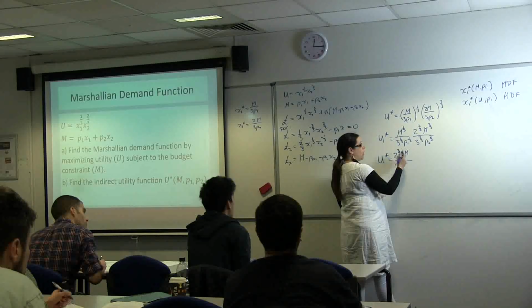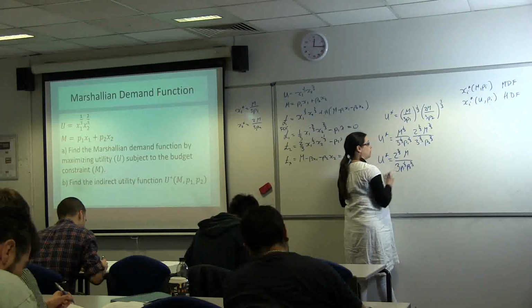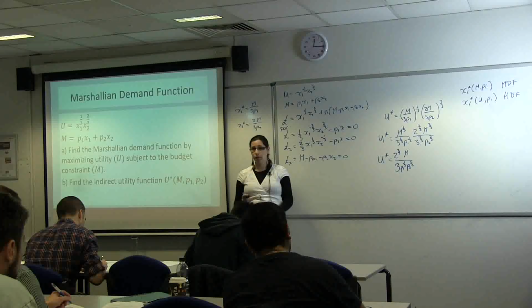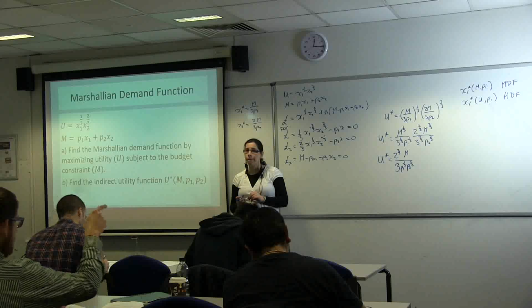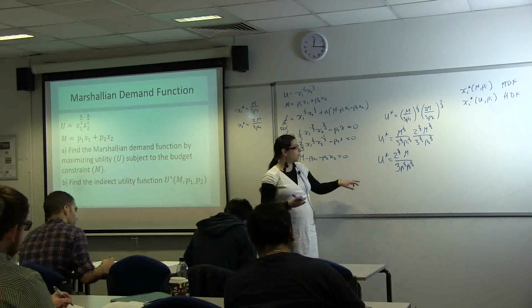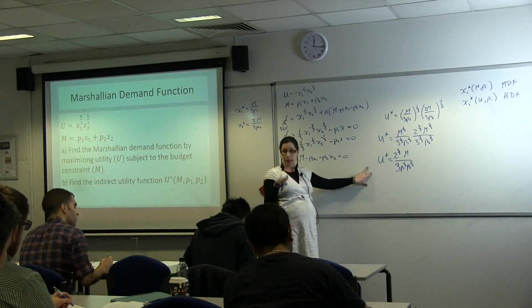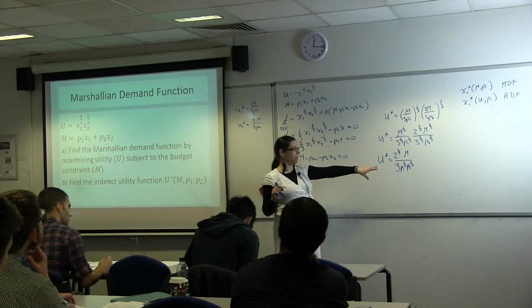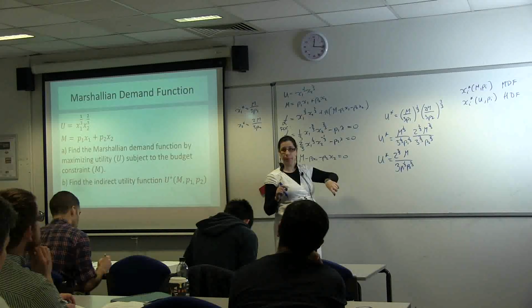again. And p1 to the 1/3 and p2 to the 2/3. And that's your indirect utility. If we're asked to find the expenditure function, will we just rearrange that, cancel m out? From this, yes, I can find the expenditure function as a function of utility, price 1 and price 2, just by rearranging it. We'll come to that in a minute.